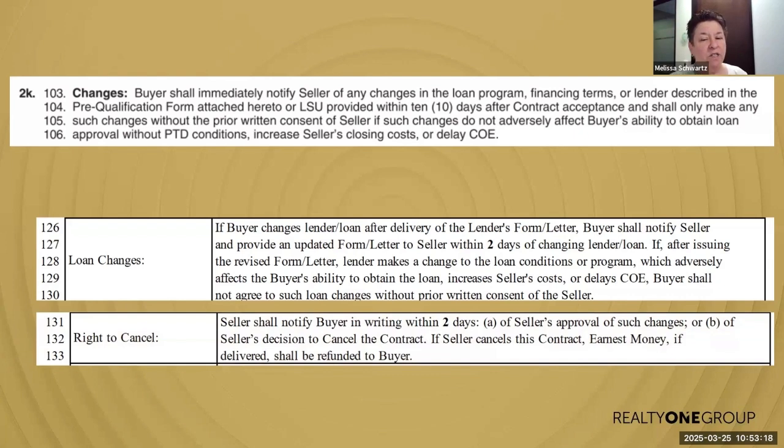Okay, right to cancel. Seller shall notify buyer within 2 days of seller's approval of those changes, or B, seller's decision to cancel. Here is an opportunity for the seller to cancel if the buyer is impacting those changes, right? If it changes the close of escrow date, seller can say, nope, not doing it. Right? So, earnest monies refunded to buyer, yes.